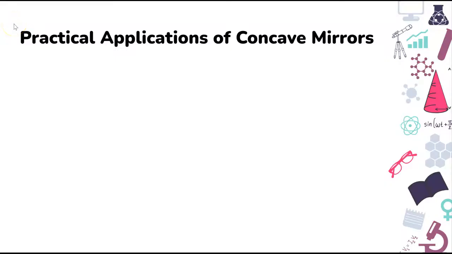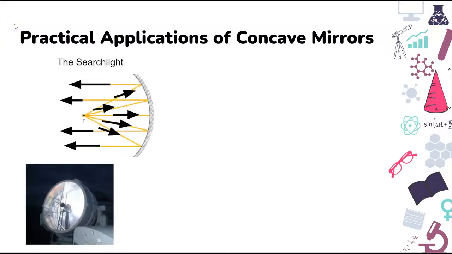All right, so what are some practical applications for concave mirrors? Why would we need this? Well, there are a couple of situations where you could use this. Number one is if you have a source of light at the focal point. Well, if you have a source of light at the focal point, light rays will travel off in all directions.